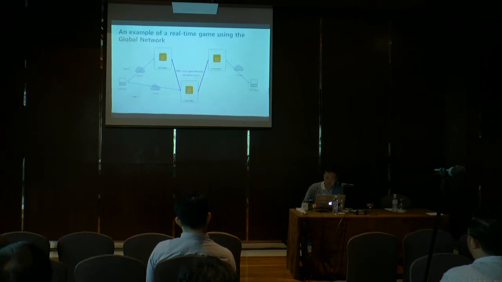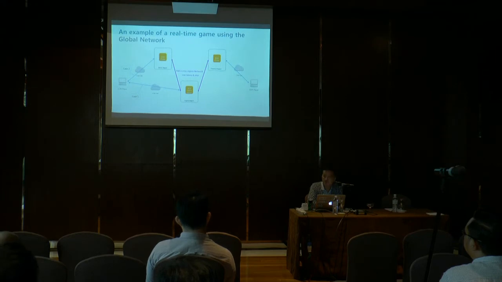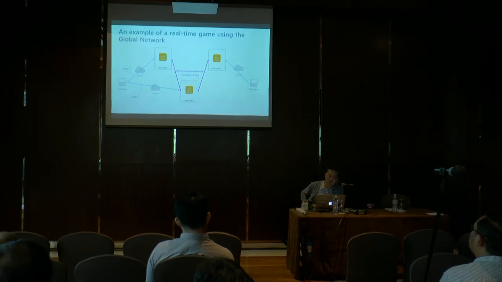So this is an example of a real-time game using global networks. There is a Singapore player and a European player playing a real-time game on Virginia game servers. By default, inter-region communication uses our AWS global network, allowing more consistent packet delivery. So in these cases, you can take advantage of the AWS global network just by placing proxies in a close region.